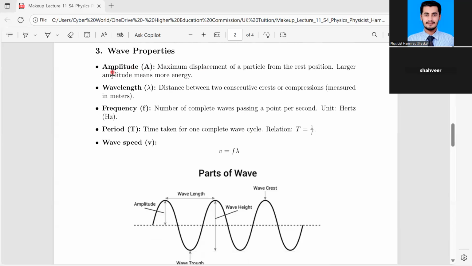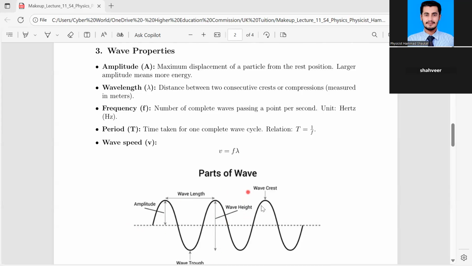The first one is called the amplitude, which is denoted by capital A. What is meant by amplitude? Amplitude is basically the maximum displacement of a particle from the rest position. What is the rest position of a wave? It is on the direction of propagation line, which I mentioned before also. This is the line on which your wave is propagating, either back and forth or to and fro.